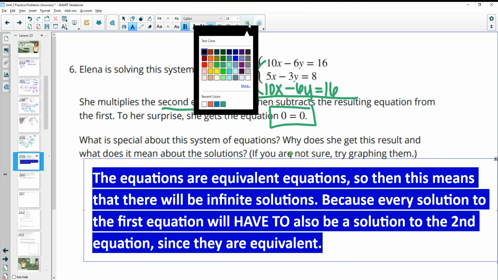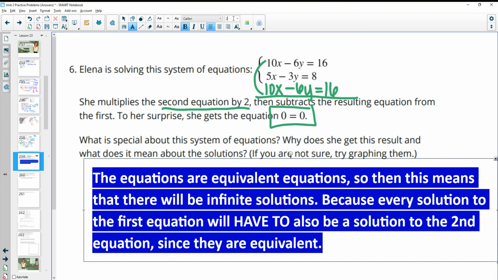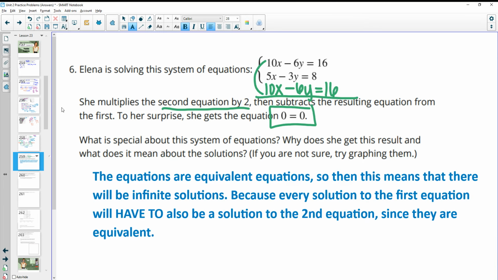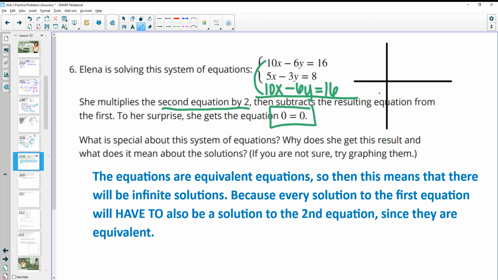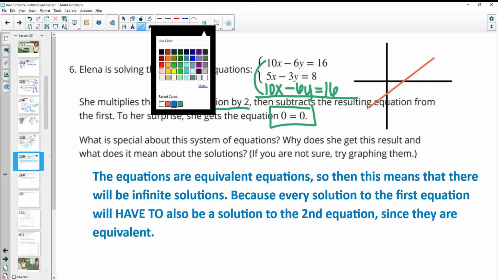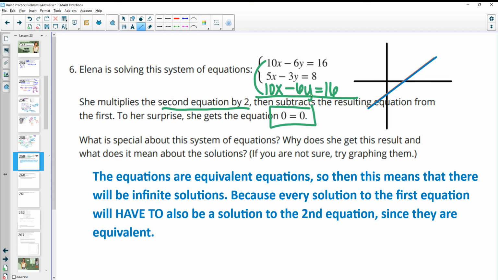And then it says you can try graphing them too if you wanted to. And so if you graph them, what's going to end up happening, and this isn't going to be the graph of them, I'm just going to sketch it for you. Okay, so it's going to be a positive slope. So you'd get one equation like this, and then when you graph the second equation, it would be like this. They would just land right on top of each other. So they give you the exact same line.